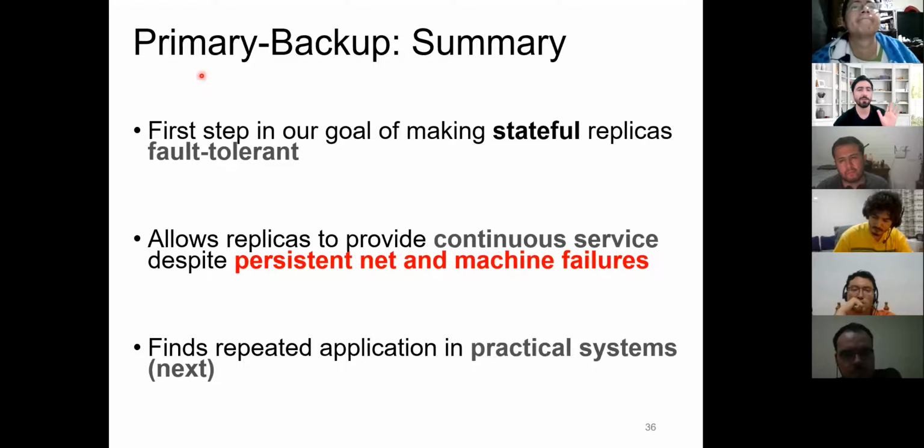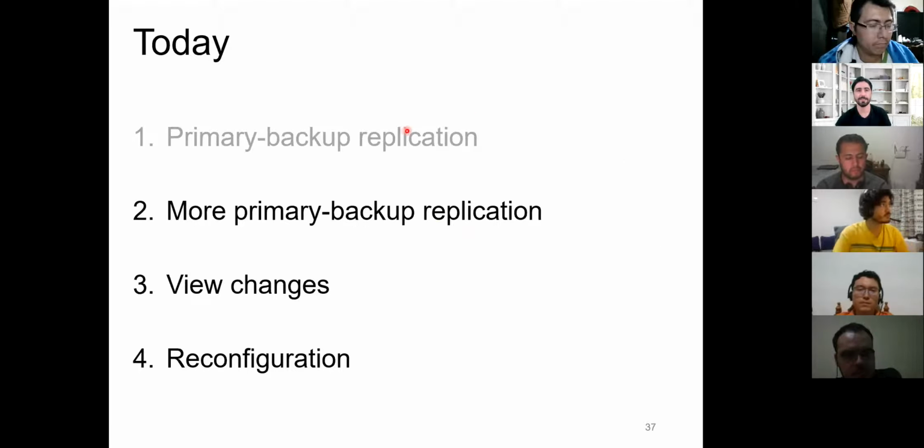So in summary, primary backup replication is a first step in our goal of making stateful replicas fault tolerant. It's not everything, but it's the first step. It allows replicas to provide continuous service despite persistent network and machine failure, and it finds repeated application in practical systems, which we're going to discuss next. So far, remember, what we discussed is primary backup replication. We have a long way to go, and we're going to discuss more.